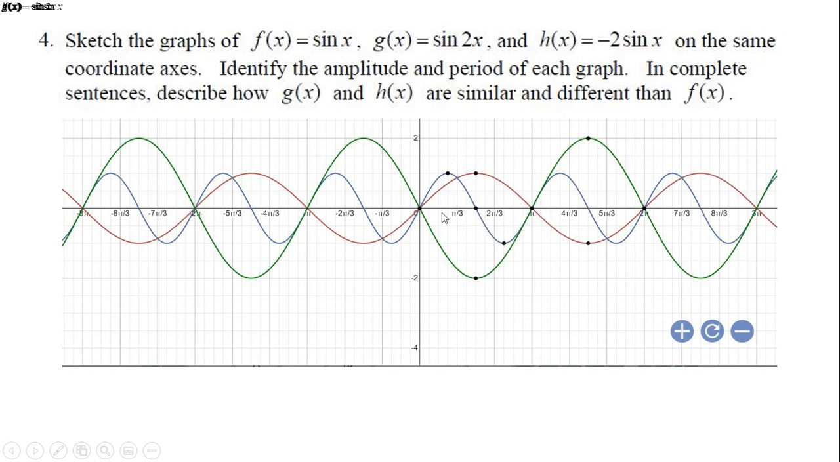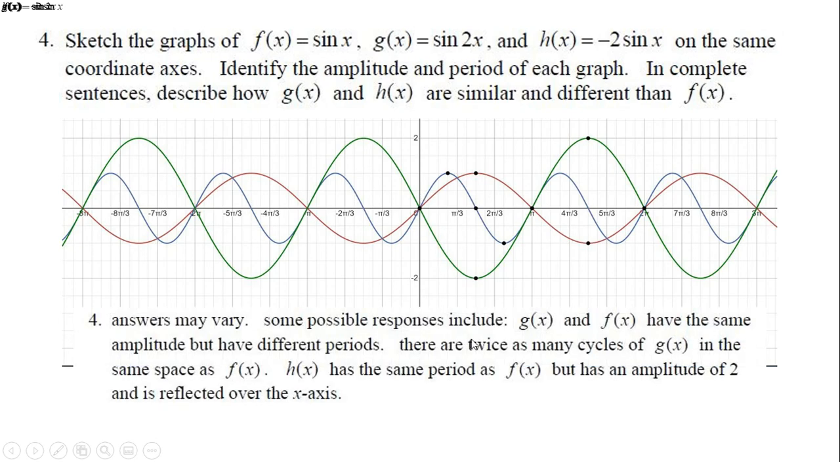And h(x) is negative 2 sine of x. Well, it's going to be flipped over the x-axis, and its amplitude is 2, but its period is still 2 pi. So g(x) and f(x) have the same amplitude but different periods. There's twice as many cycles of g(x) in the same space as f(x). h(x) has the same period as f(x), but an amplitude of 2, and it's reflected over the x-axis.